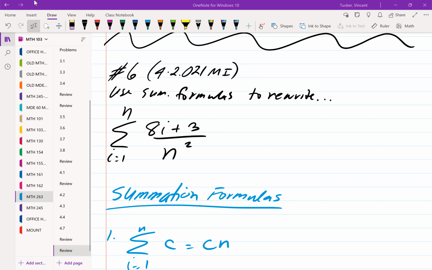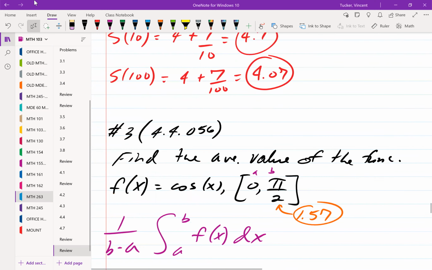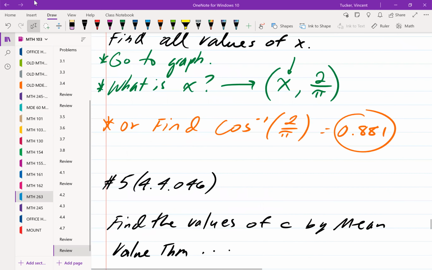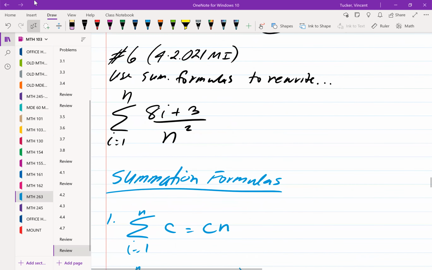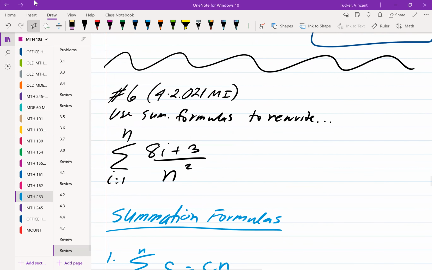But here's number 6. I believe this was your number 6. He had 3, 5, and 6. So this is number 6. Hold on, 6. That's at 3, 5. Okay, good. So this was number 6. It actually came out of 4.2, and it was 4221 MI.